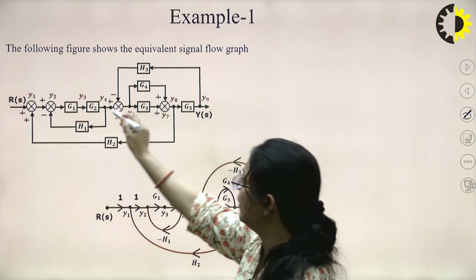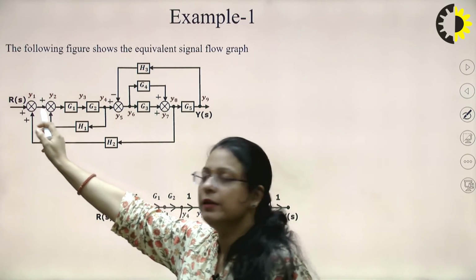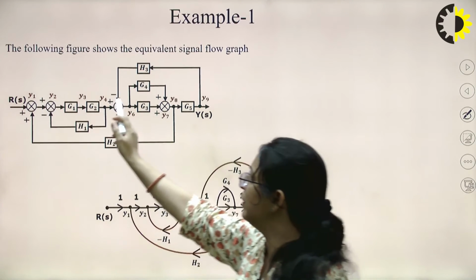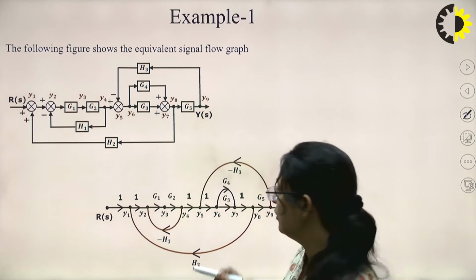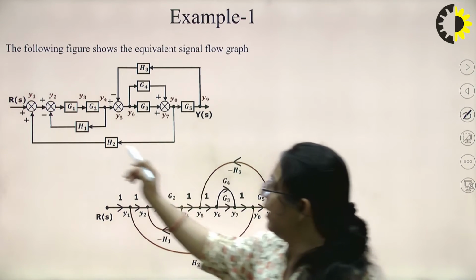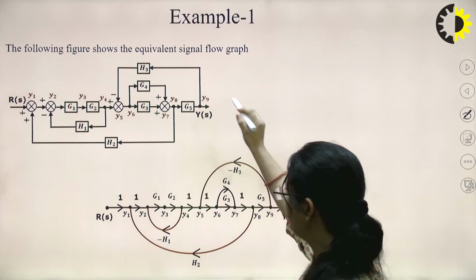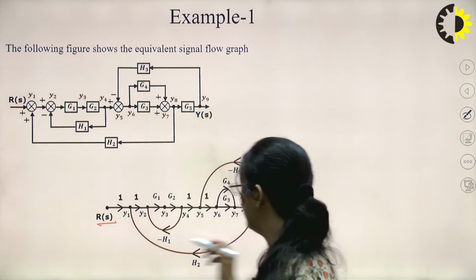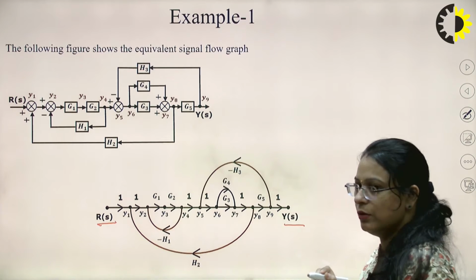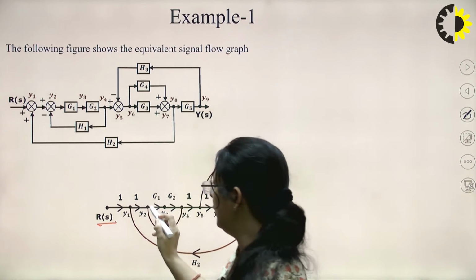For this particular graph, you can see I have represented the nodes by Y1, Y2, Y3, Y4, Y5, Y6, Y7, Y8 and Y9. Okay. So these are the names of the nodes. We have started with RS, and one more node that is YS. Okay. And then node number Y1, Y2, Y3.